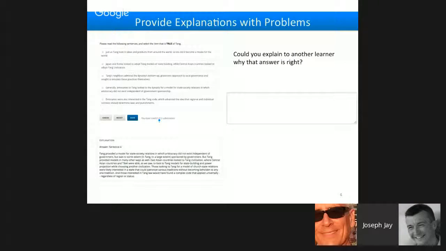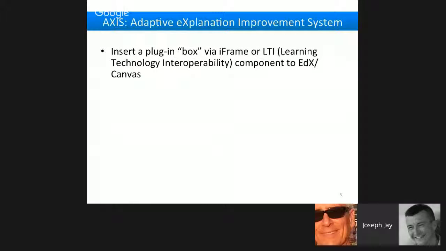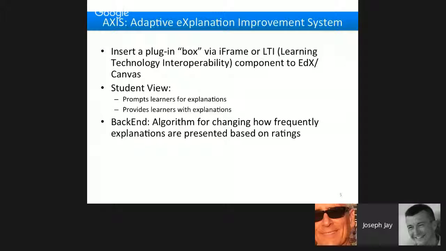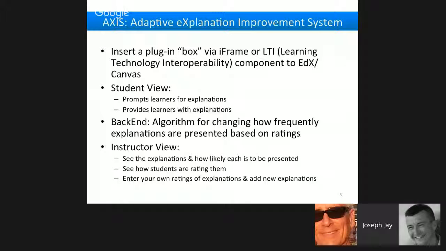Okay, so here, in terms of looking at the actual system, the idea, as I mentioned, is to plug in. The student view is going to prompt learners to explain. It's then going to provide them with other people's explanations. I'll talk a bit about the back end and how we figure out which explanations to provide. And then I'll also talk about the instructor view.